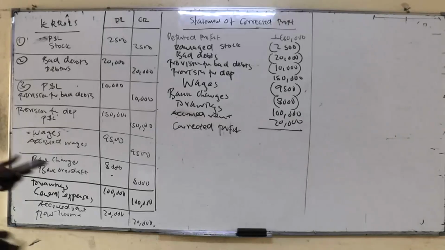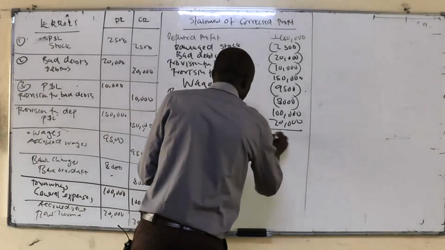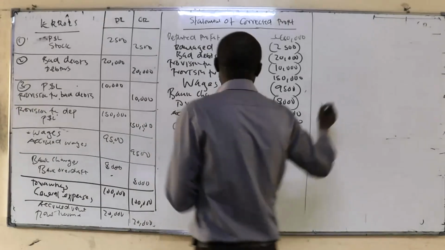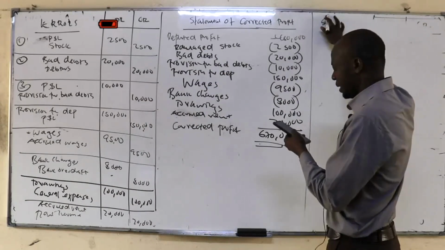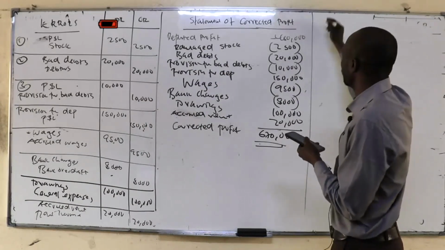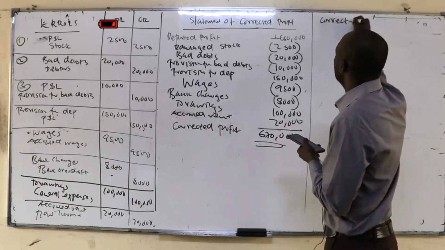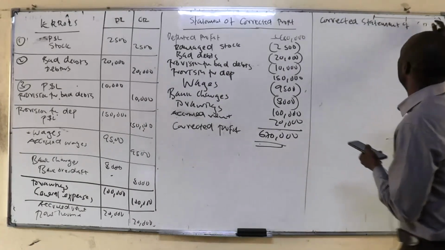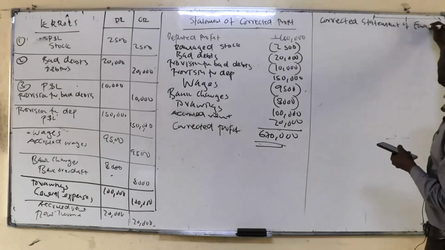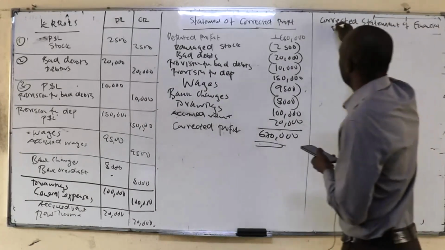So this should have been the corrected profit, 670,000. Then here we come here, statement of corrected statement of financial position, corrected statement of financial position.